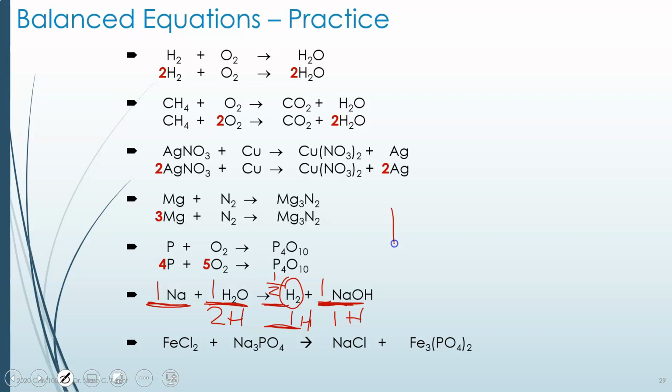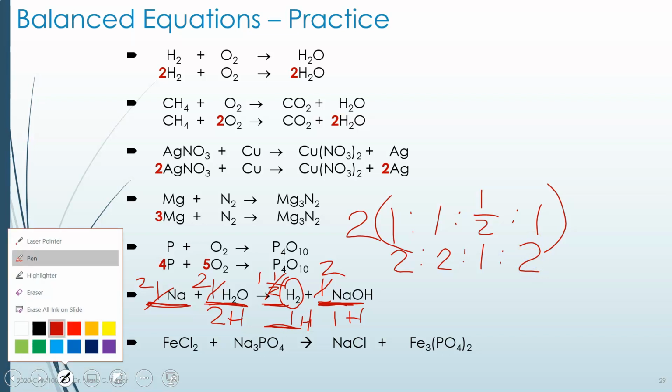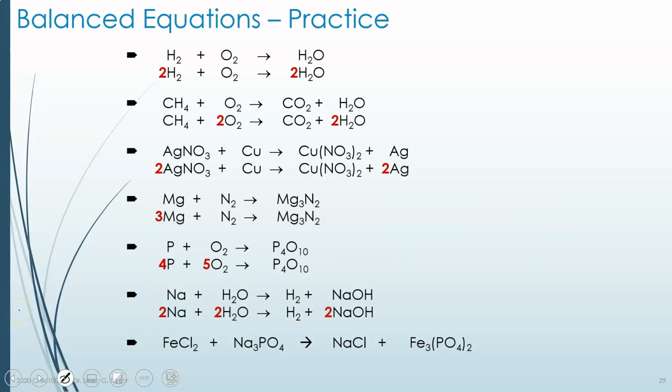but we know that we're not allowed to use fractions in our final result. So if we have a ratio of 1 to 1 to 1/2 to 1, well, if we multiplied everything by 2, so we change that to 2, we change that to 2, we change this to 1, and we change that to 2, now we have whole number ratios. It's 2 to 2 to 1 to 2 in our final balanced equation, and I'm going to clean this up and show you the answer here. It's 2 to 2 to 1 to 2, and that's one way to do it.